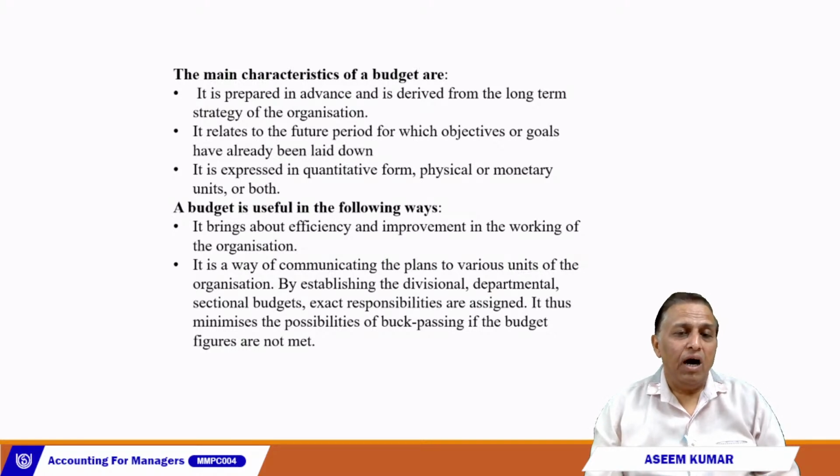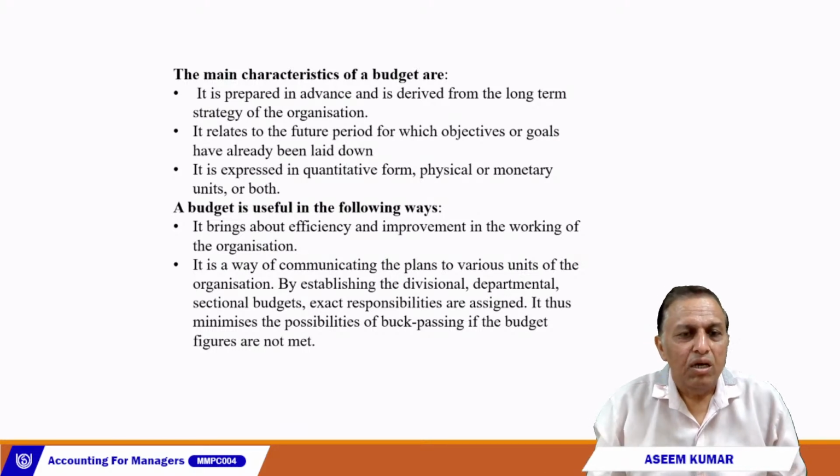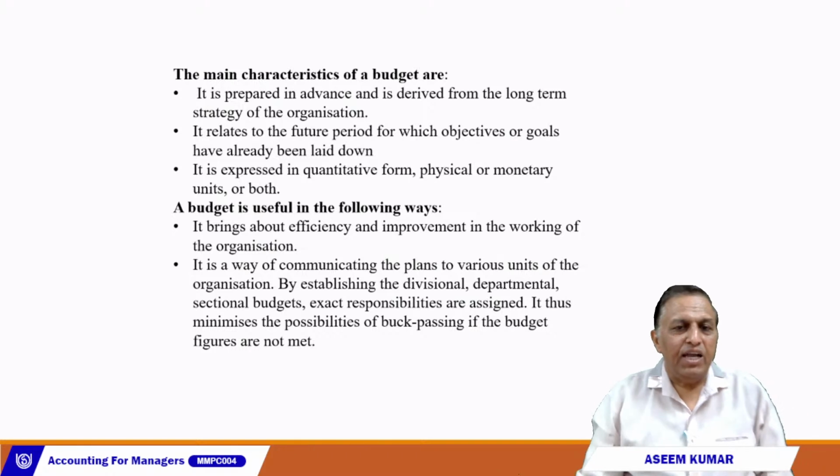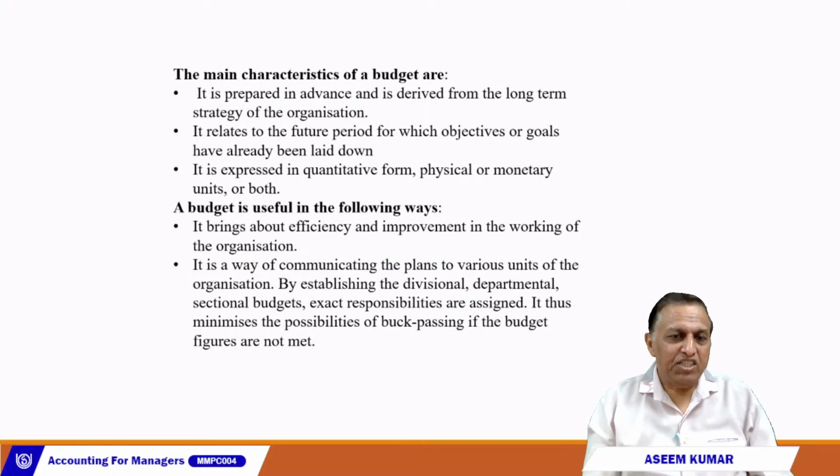Definitely once we are in 2023-24, we may be having certain objectives or goals which we might have set for 24-25. For the financial year 24-25, we need to set the objectives or goals much earlier, that is in 23-24 only. And that is why we prepare the budget, because it relates to the future period for which objectives or goals have already been laid down. Now, once we have the objectives or goals, we need to just support it with the financials called budget.